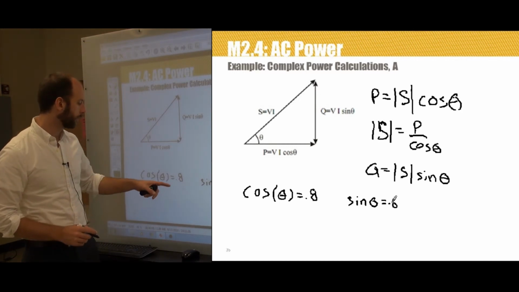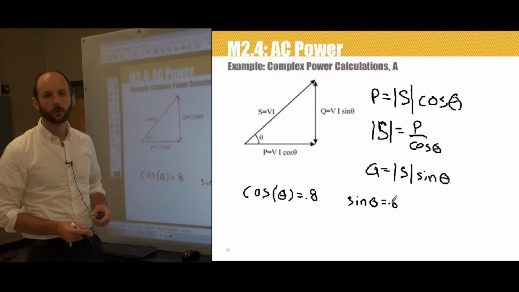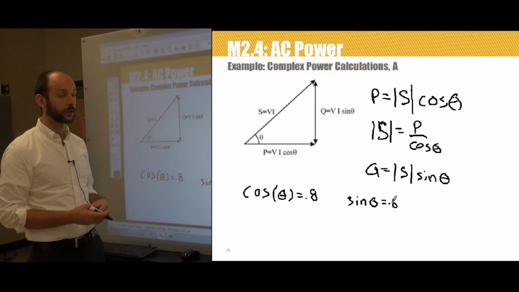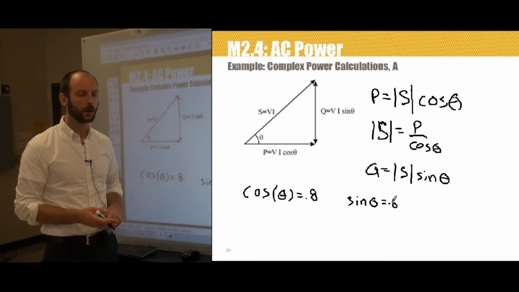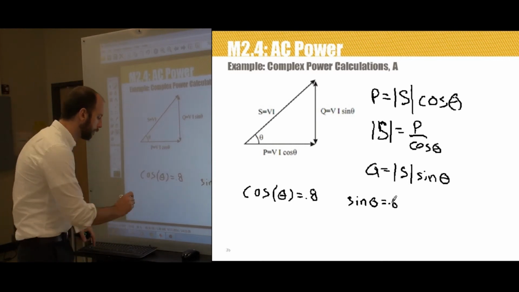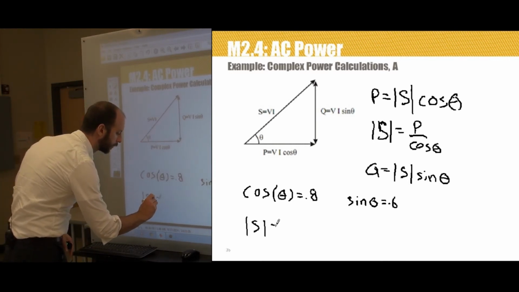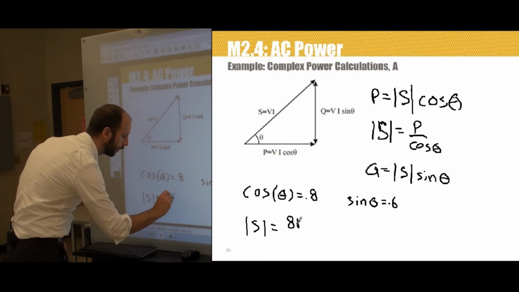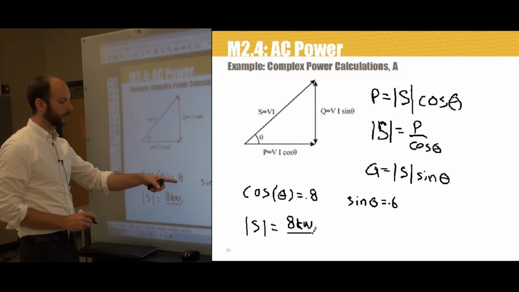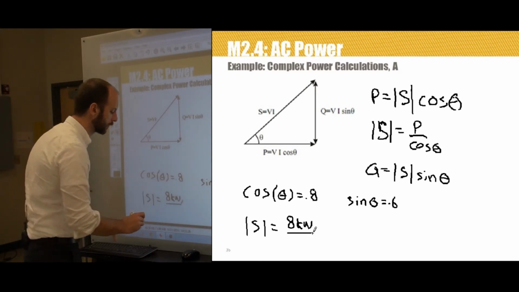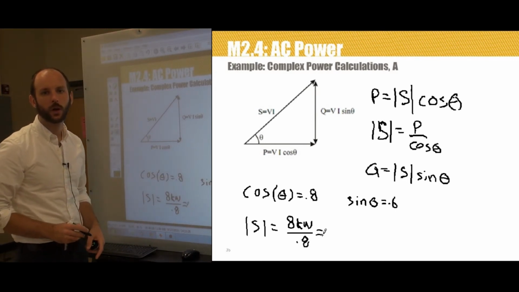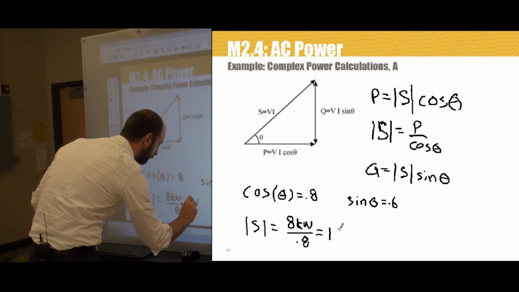So now what we can do is plug these numbers in, right? We were told that the system draws 8 kilowatts. It's a kilowatt, so that's a power, real power. So if we want to know apparent power, we divide 8 kilowatts by the power factor. The magnitude of S, the apparent power, is equal to 8 kilowatts divided by the cosine of the power factor angle, which in this case is just 0.8. So the magnitude of S is equal to 10 kilovolt amps.